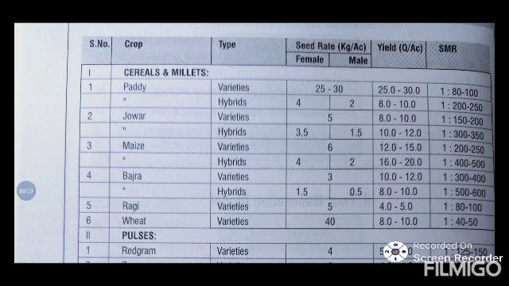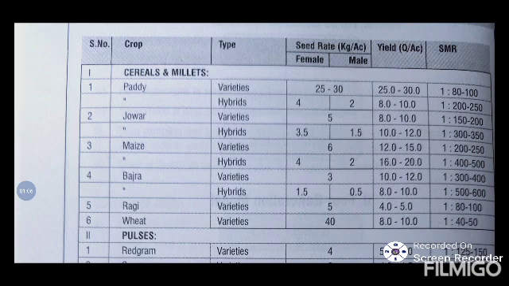Coming to the major cereals and pulses, when we come to paddy varieties, the seed rate is 25 to 30 kg per acre. The yield expected is 25 to 30 quintals per acre and the seed multiplication rate is 1 is to 80. If we talk about hybrid paddy, the seed rate for female is 4 and male is 2. Here the yield expected is 8 to 10 quintals per hectare and the seed multiplication ratio is 1 is to 100 or 1 is to 200 to 250. It again depends on the different hybrids.